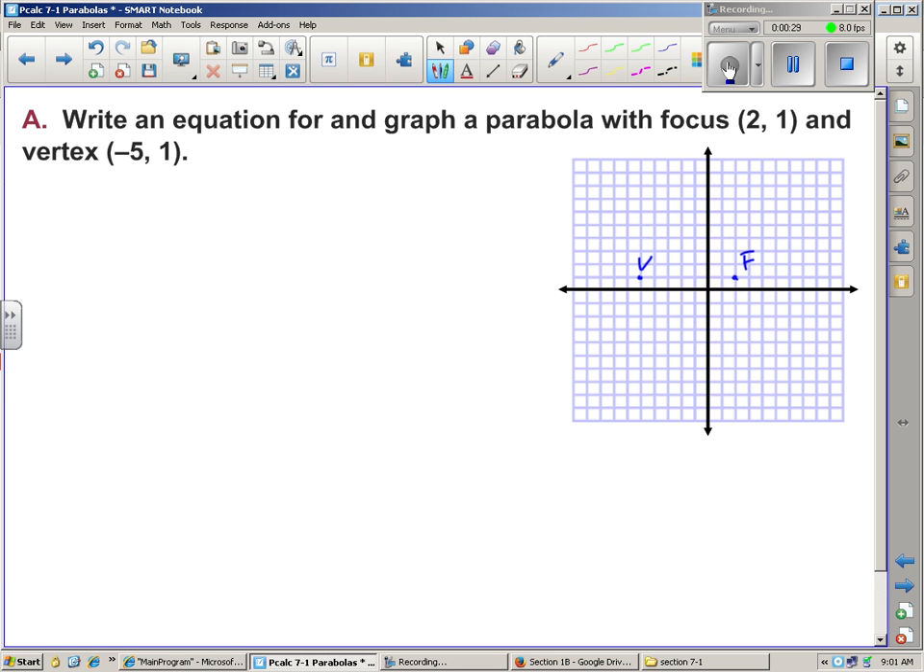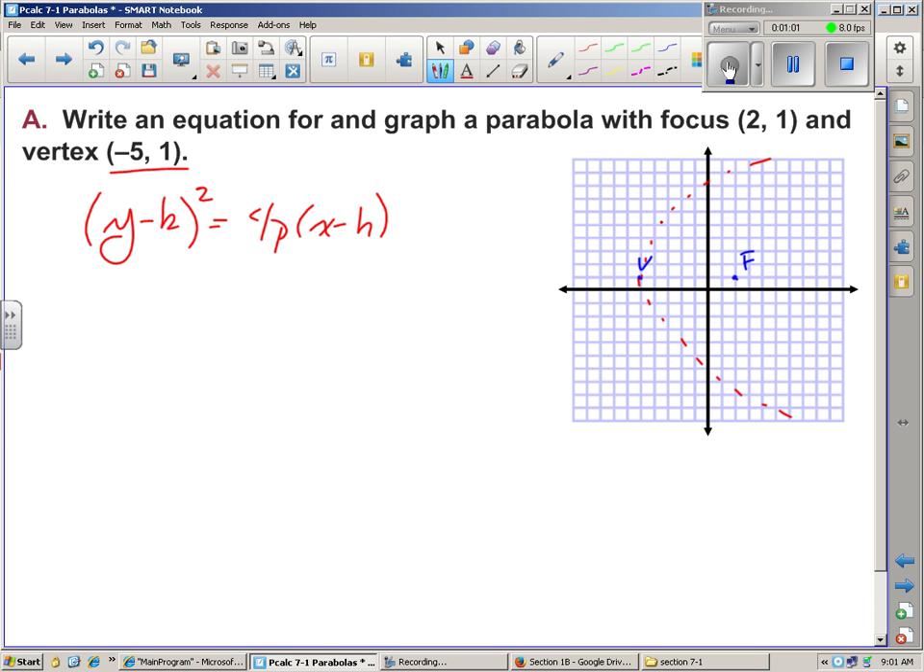So that tells me one very important thing about the parabola. I know that it is a sideways parabola curved around that focus, so it's going to be something like that. That gives me a good starting point for the equation, because now I know that it's going to be the form (y minus k) squared equals 4p times (x minus h). Right away, I already know the h and k values, but I need to know what p is.